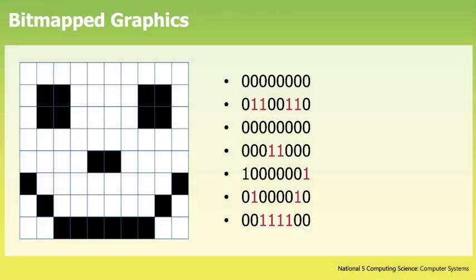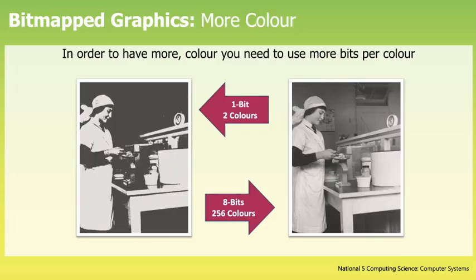However, if I want to add more colour into this image, I need to use more bits. For example, the image on the left only has 2 colours because we're only using 1 bit per colour. The image on the right has 256 colours because we're using 8 bits per colour. However, the image on the right will take up more storage within the computer memory because for each pixel it's 8 bits, whereas on the left for each pixel it is 1 bit.